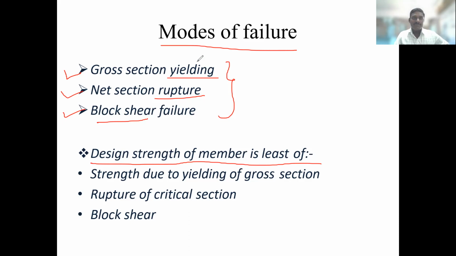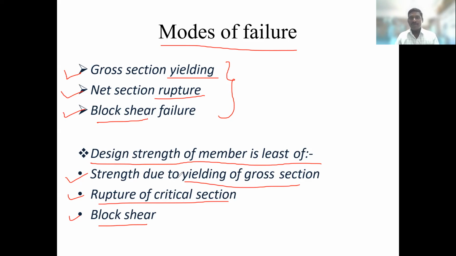Similarly here, we can calculate yielding strength, rupture strength, and block shear strength, and out of these 3, whichever is less, that is your design strength. So here design strength due to yielding of gross section, design strength due to rupture of critical section, and design strength due to block shear. So these 3 strengths we have to calculate. Are you getting? Similar to bolted or welded connection, the failure of the tension member we have to see, and for that we have to calculate the strength.